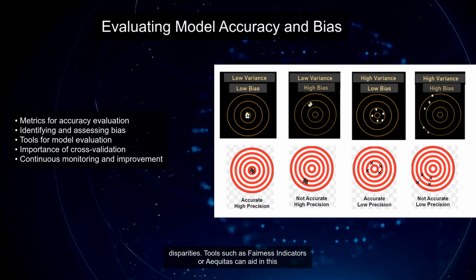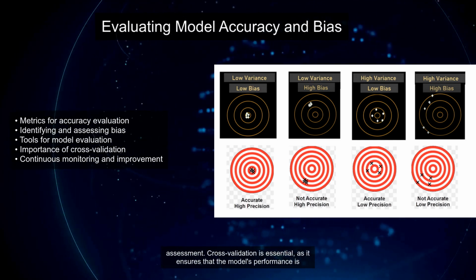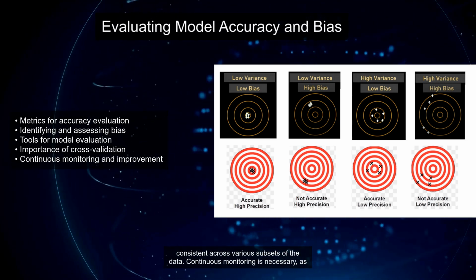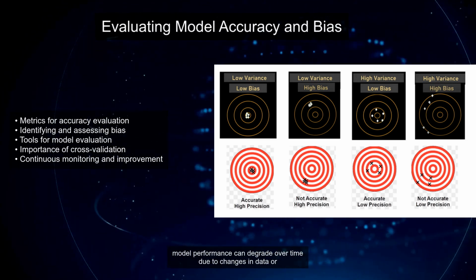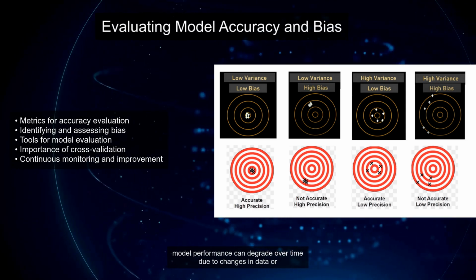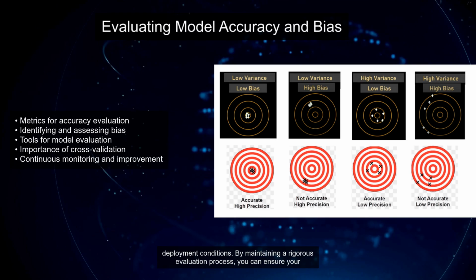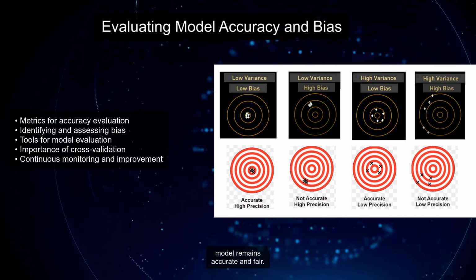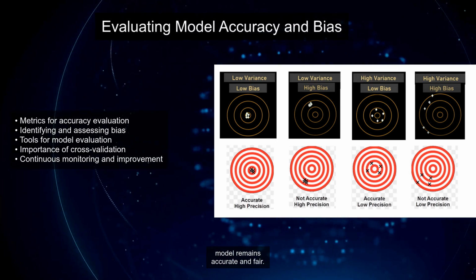Tools such as fairness indicators or equitas can aid in this assessment. Cross-validation is essential, as it ensures that the model's performance is consistent across various subsets of the data. Continuous monitoring is necessary, as model performance can degrade over time due to changes in data or deployment conditions. By maintaining a rigorous evaluation process, you can ensure your model remains accurate and fair.